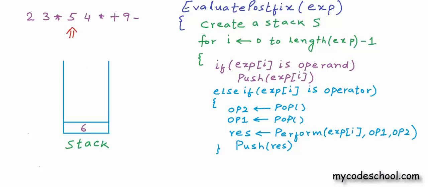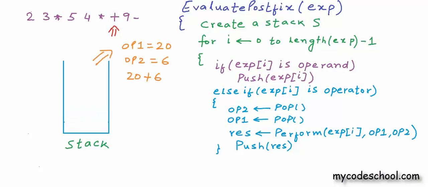Now we will move to the next entity, which is an operand. It will go onto the stack. Next, 4 will also go onto the stack. And now we have this multiplication, so we will perform 2 pop operations. After this operation is performed, the result will be pushed back. Next we have addition, so we will go on like this.